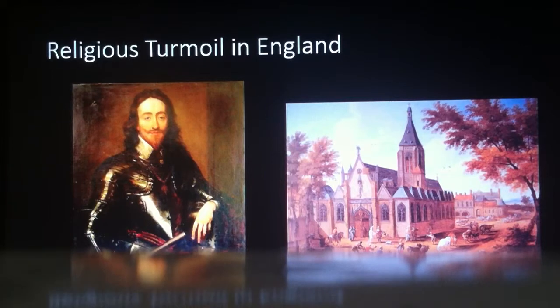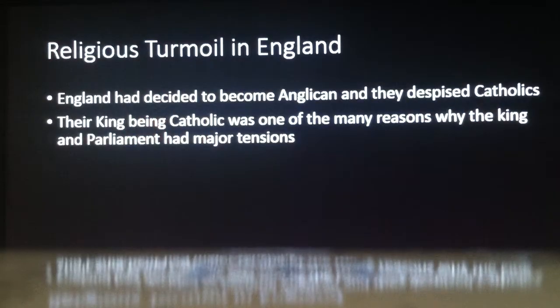Religious turmoil in England. England had decided to become an Anglican country, and they despised Catholics. Their king being Catholic was one of the many reasons why the king and Parliament had major tensions.